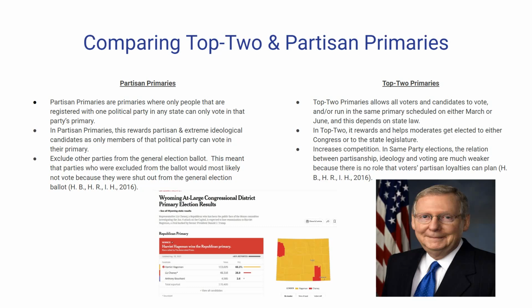The one strength with partisan primaries is that it allows political parties to be free to nominate their candidates however they choose. And with partisan primaries, this actually rewards partisan and more extreme ideological candidates, as only members of that political party can vote in the primary. But in top two primary systems, it rewards and helps moderates get elected to either Congress or the state legislature. I'll get to that later on.